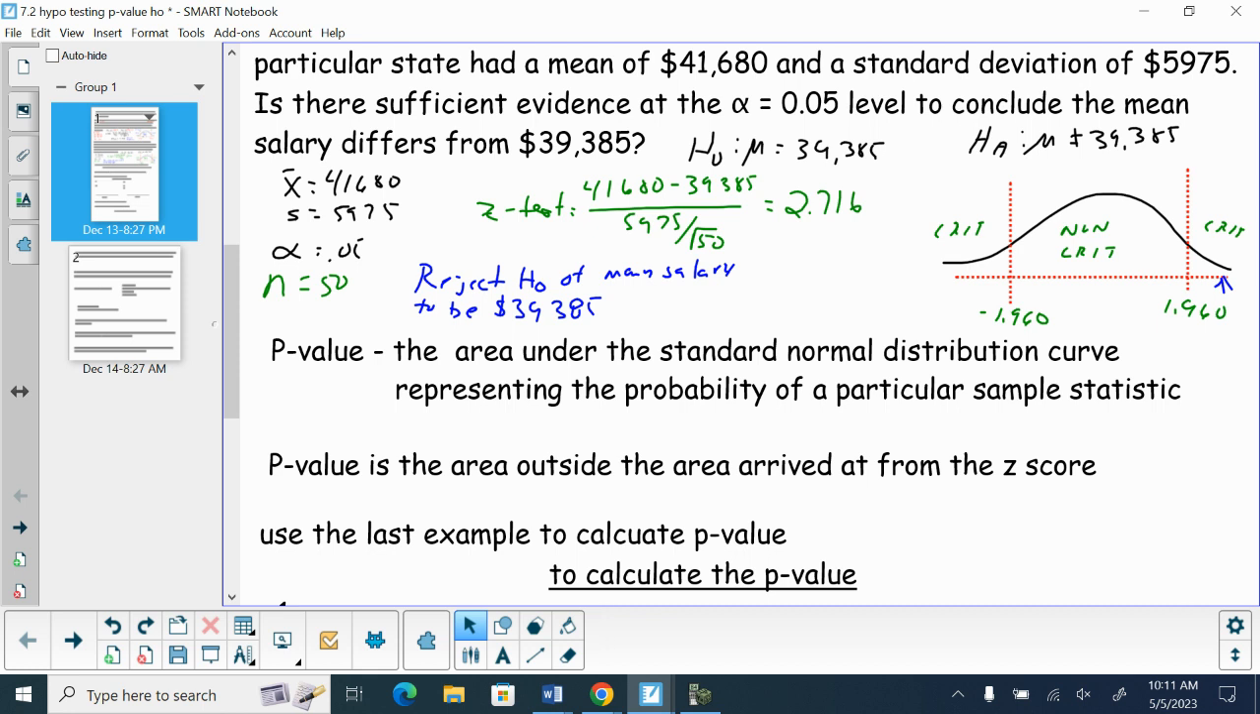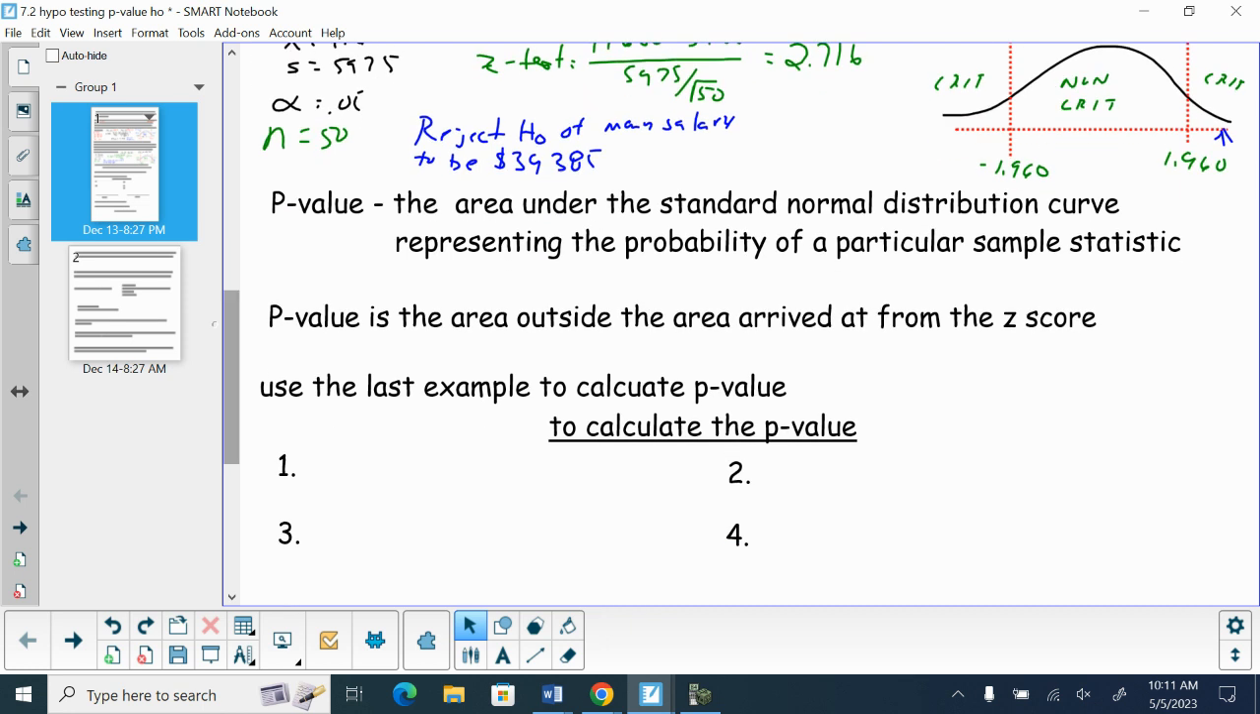The p-value is the area outside the area arrived at from a z-score.